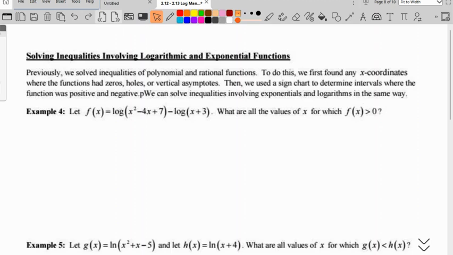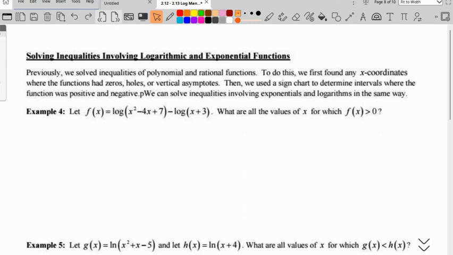So let's go ahead and try this. It says let f of x equal log of x squared minus 4x plus 7 minus log of x plus 3. What are all the values of x for which f of x is greater than 0?